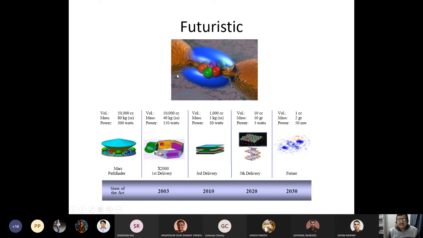One of the major futuristic things happening in the form of semiconductor devices is a junction between two electrodes. A major issue is loss of energy. Say suppose you have a cathode, you have an anode, and in the middle you have a material which is bulk in nature.